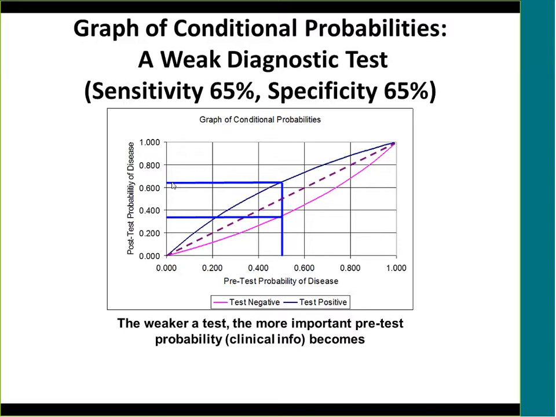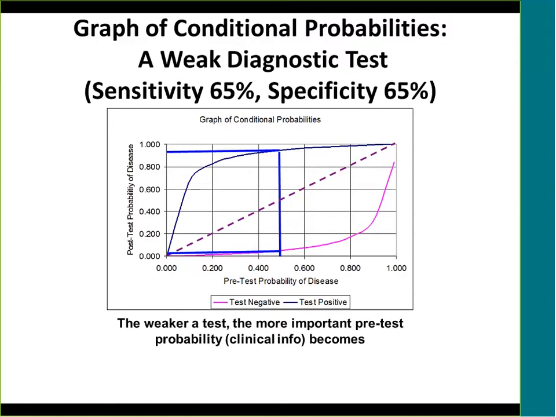Similarly, if the test came back as being negative, we would go across here. We'd see where this intersects with the pink line, go across here, and we find the probability of disease is maybe 37, 38%. So again, it hasn't moved your post-test probability that much compared to the pretest probability.